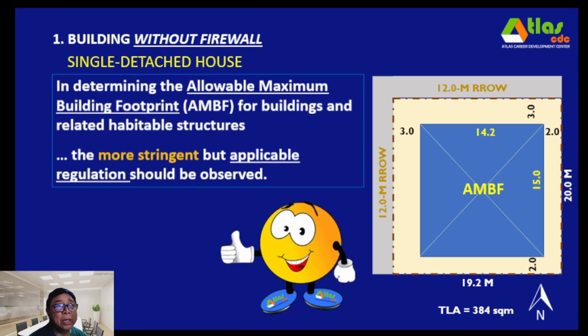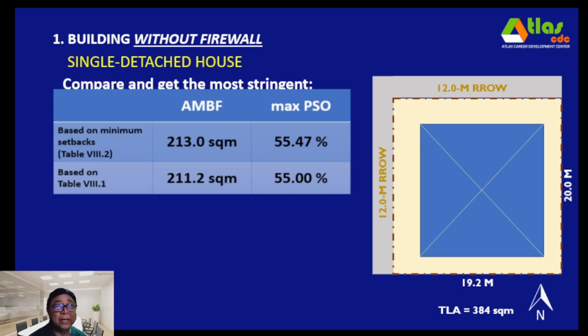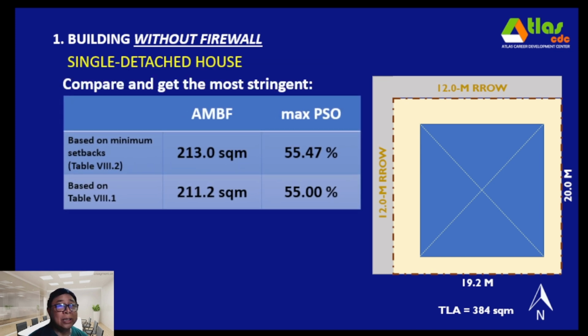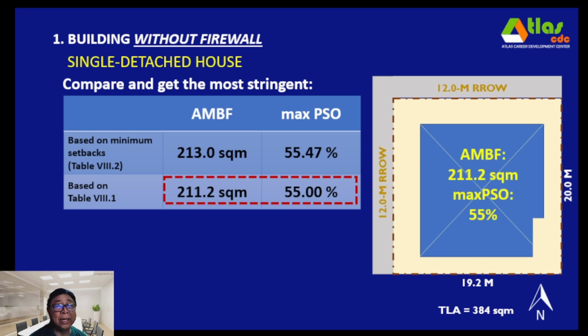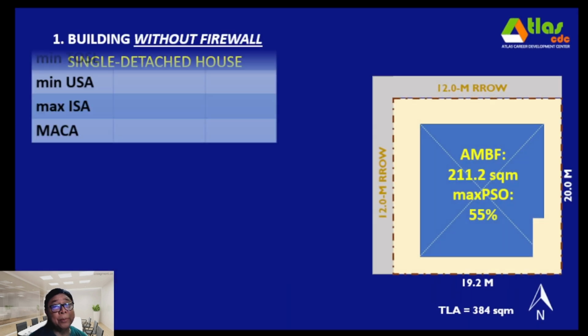Now, in determining the allowable maximum building footprint, or AMBF, for buildings and related habitable structures, the more stringent but applicable regulation should be observed. So we are to compare those two values that we gathered, and it shows here that the most stringent value is based on table 8.1, having an AMBF of 211.2 or a maximum PSO of 55% of the total lot area. So now we prepare our tabulation.